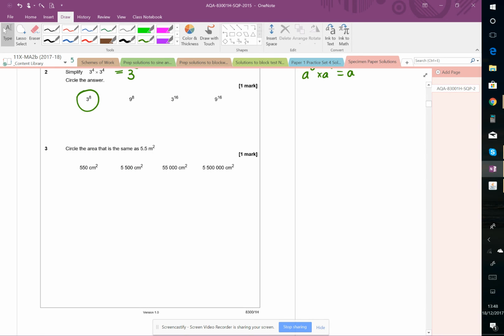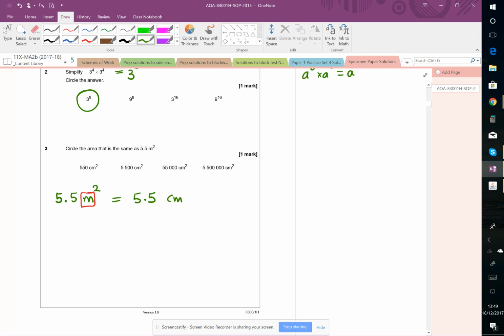Circle the area that is the same as 5.5 meters squared. And we've got to change things, by the looks of it. Look at the answers in centimeters squared. These are all centimeters squared. Now I find the best way to change things from one unit to another is to do this. We've got 5.5 meters squared. Now we want to change this meters into centimeters. So I'm going to write exactly the same thing here, 5.5, but instead of meters, I'm going to write centimeters.